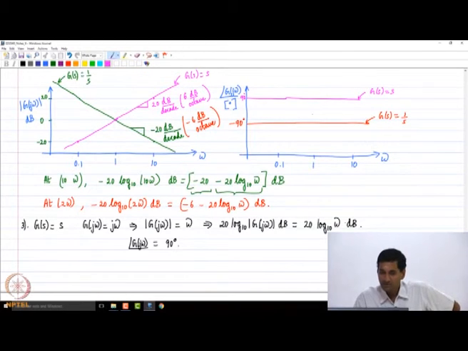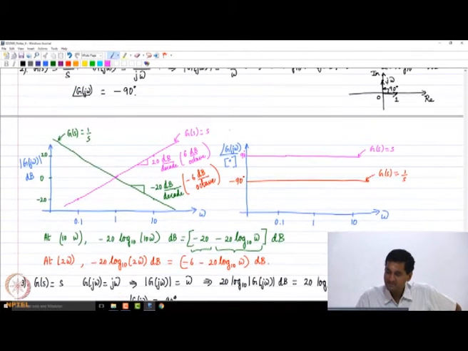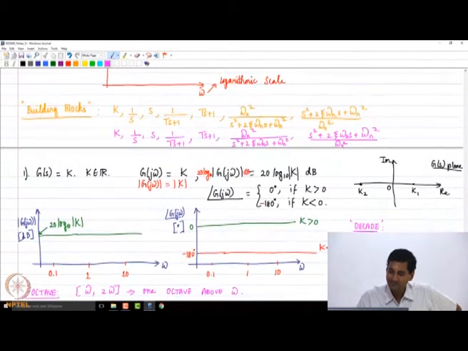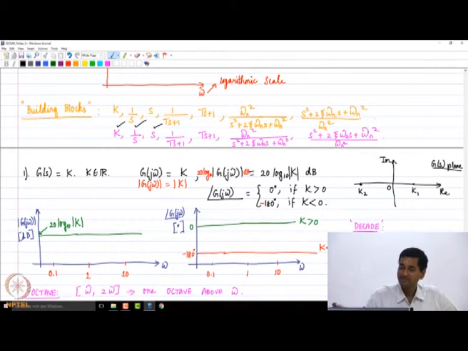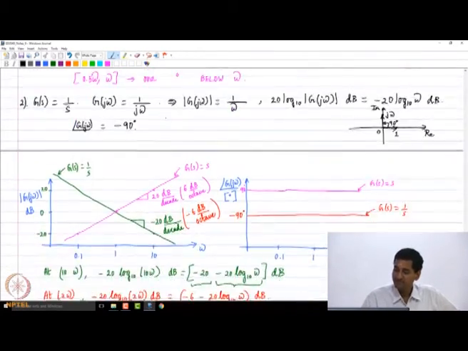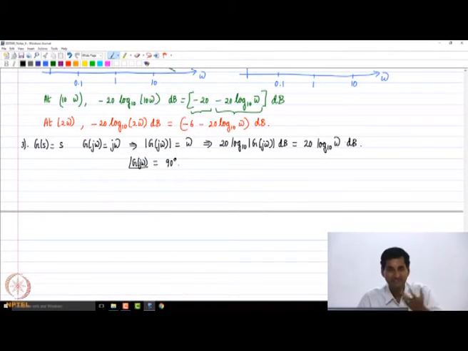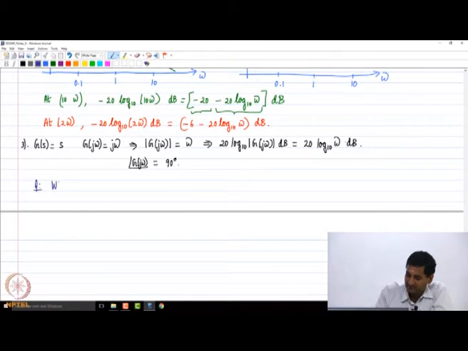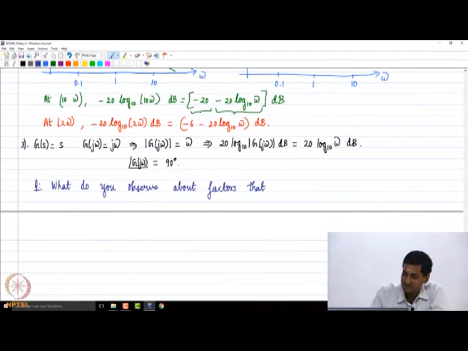Okay. So what we have done till now is that we have done 3 factors. We have done k, we have done 1 by s, we have done s. So we'll do the first order factor in the next class. But before that, of course, just so that you remember, what do you observe about factors that are reciprocals of each other?